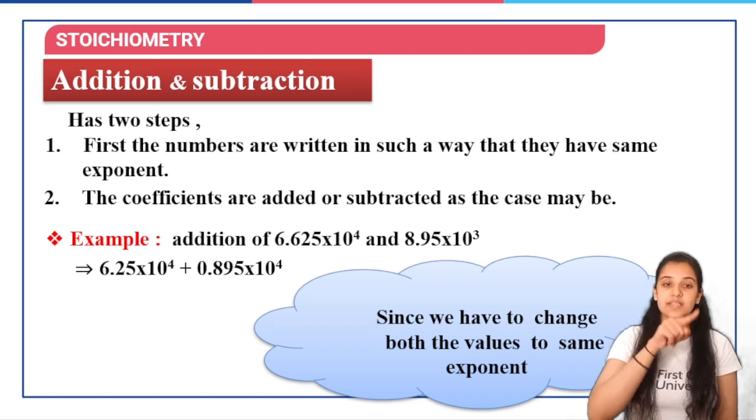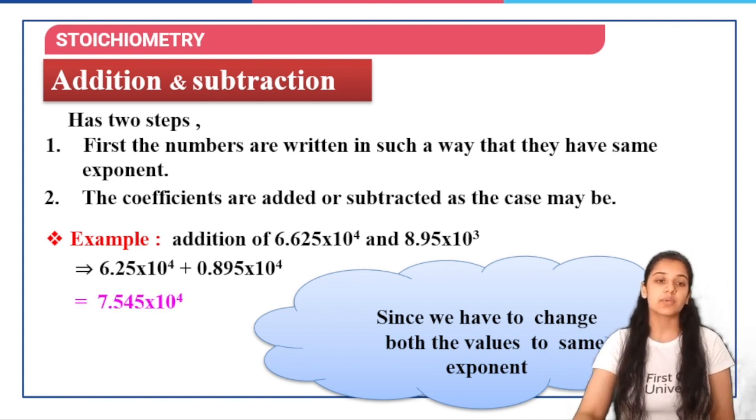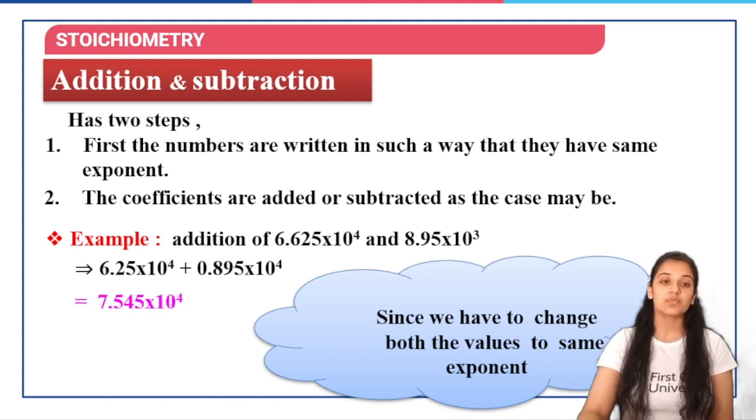So it's going to the left hand side, as you can see here. It comes from here to here. So it is going to be added in the power. So now you simply have to add 6.25 and 0.895 and you get the answer as 7.545 into 10 to the power 4.